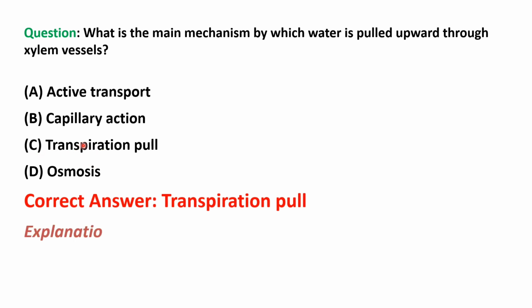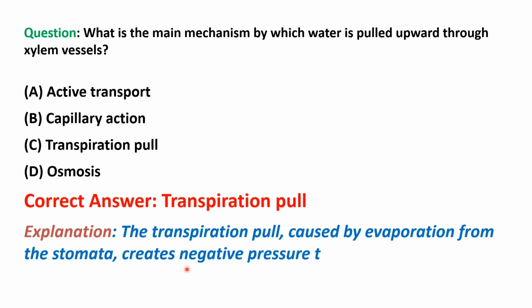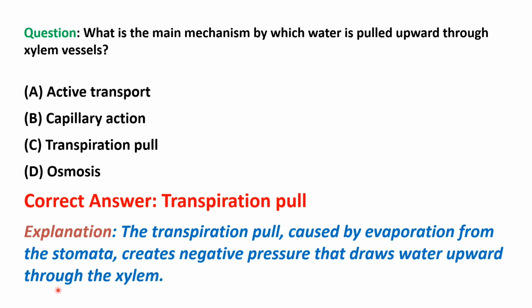Okay. So here we need to understand that the transpiration pull is the one that is caused by evaporation from the stomata, which creates a negative pressure that draws water upward through the xylem. So we have answered this question. We now move on to our next question.